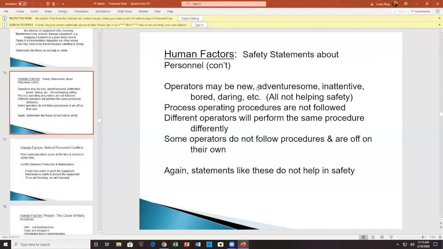Operators may be new. Operators may be adventuresome. They may be inattentive. They may be bored. They may be daring. Operating procedures are not understood and not followed. Different operators will perform the same procedure differently. That's interesting. Some operators do not follow procedures and are off on their own.